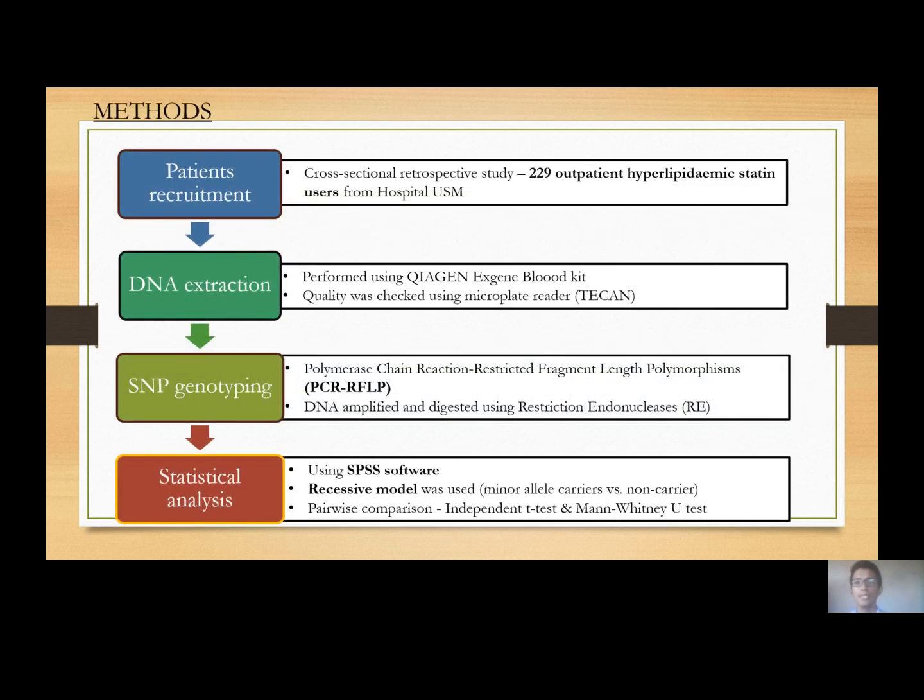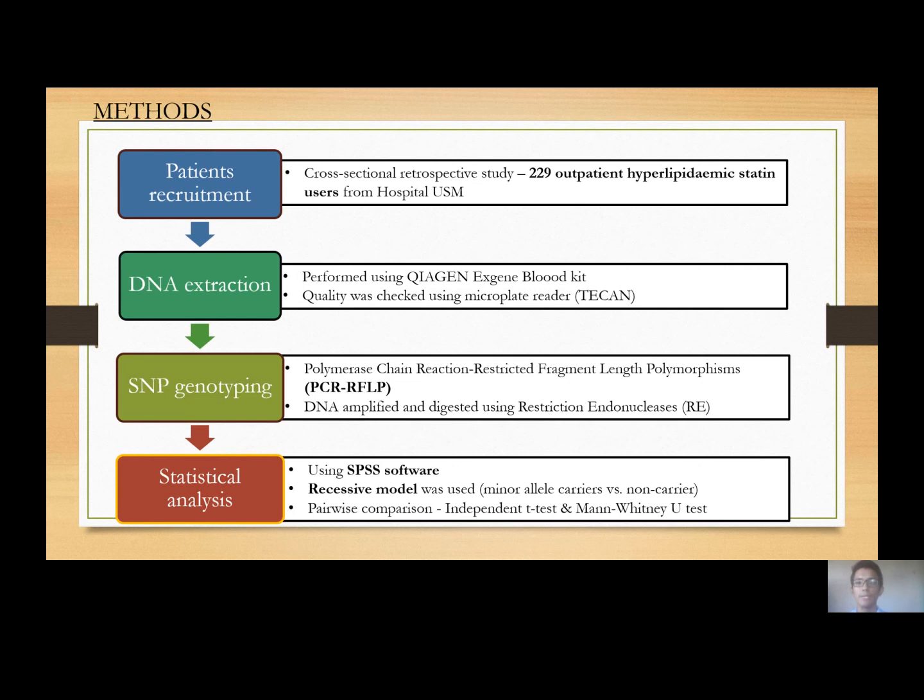This slide summarizes the methods of our study. For the first part, the patient recruitment, a total number of 229 outpatient hyperlipidemic statin users were recruited from the hospital, followed by DNA extraction and SNP genotyping.